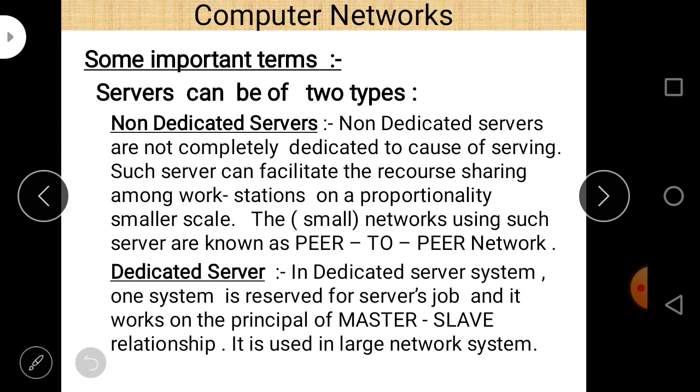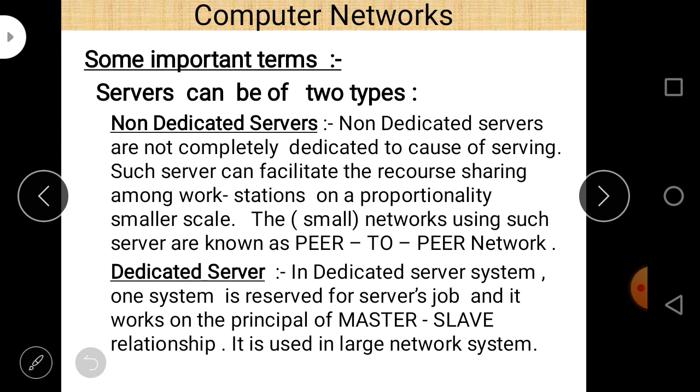Second is dedicated server. In a dedicated server system, one system is reserved for the server's job and it works on the principle of master-slave relationship. The server acts as a master and the rest of the computers, also called nodes, work as slaves. So the master-slave relationship is followed by a dedicated server and is used in large network systems. So in large network systems, dedicated servers are used.